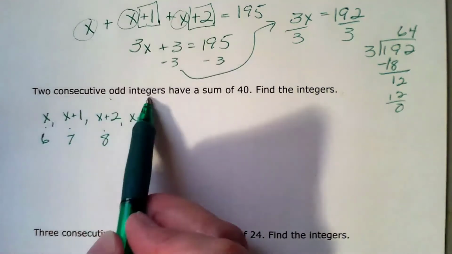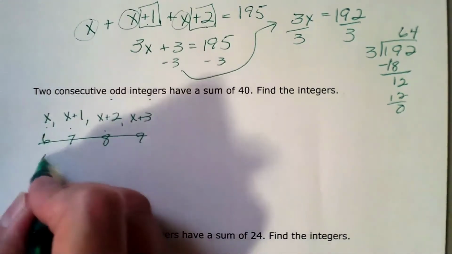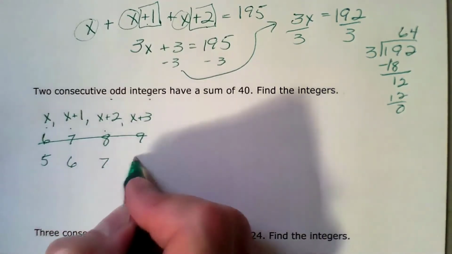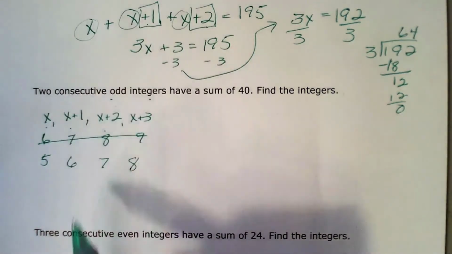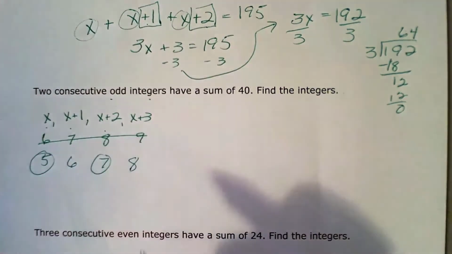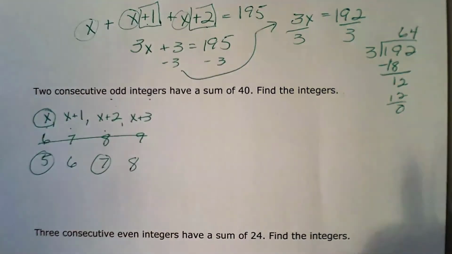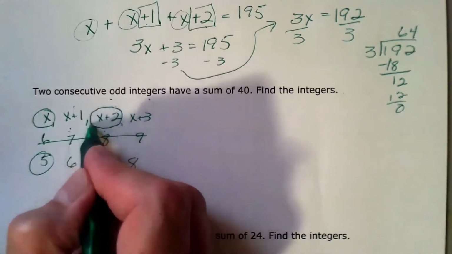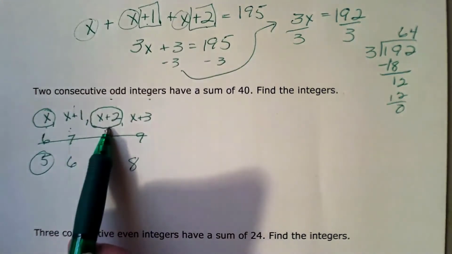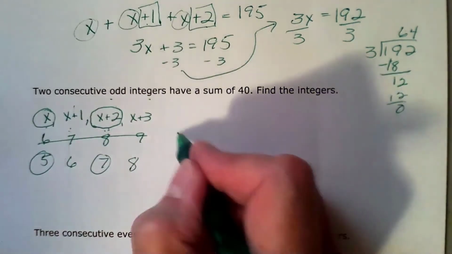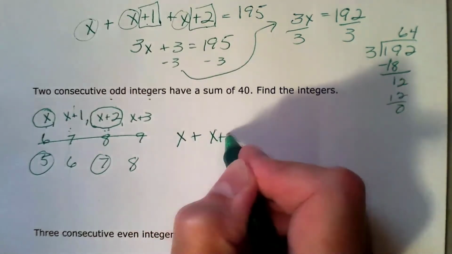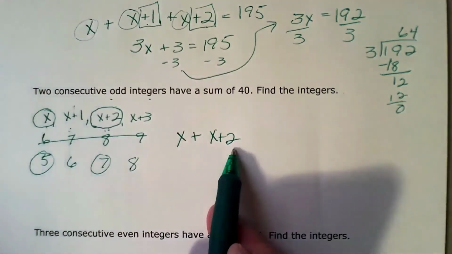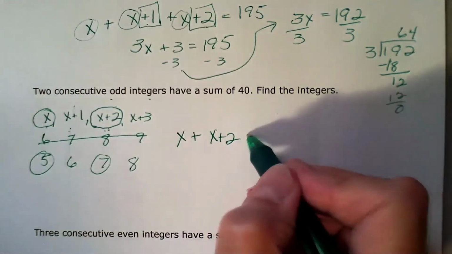It's talking about odd integers, so let's change that. Let's make the first one 5, the second one 6, third one 7, next one 8. So if I have 2 consecutive odd integers, it would be like 5 plus 7. But it's not 5, it's x. And then it skips this because this is going to be even. So the next consecutive odd integer will be x plus 2. And it just says 2 of them. So x is the first odd integer, and x plus 2 is the next odd integer because it skips the even one.